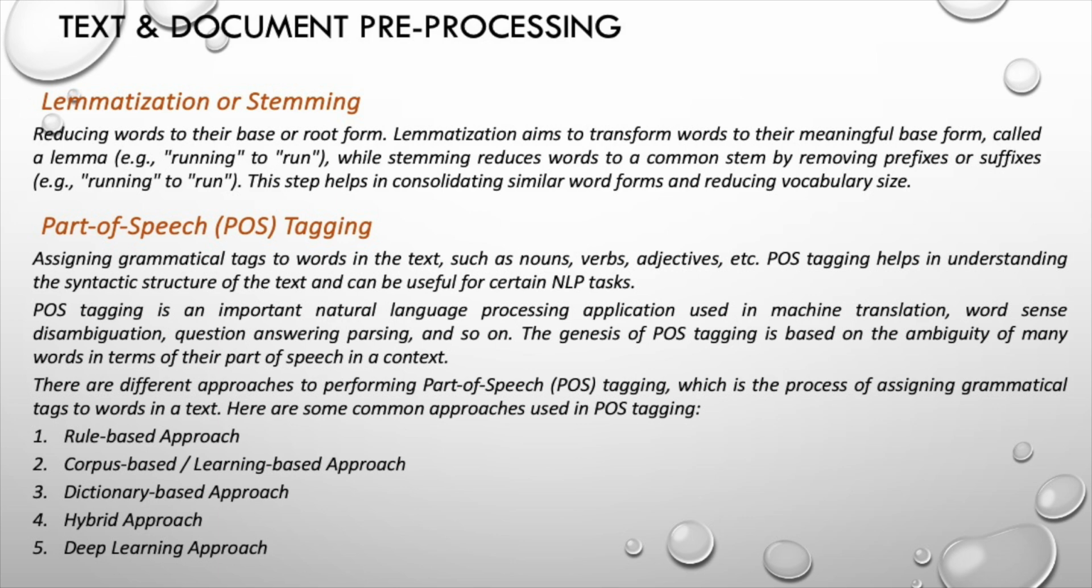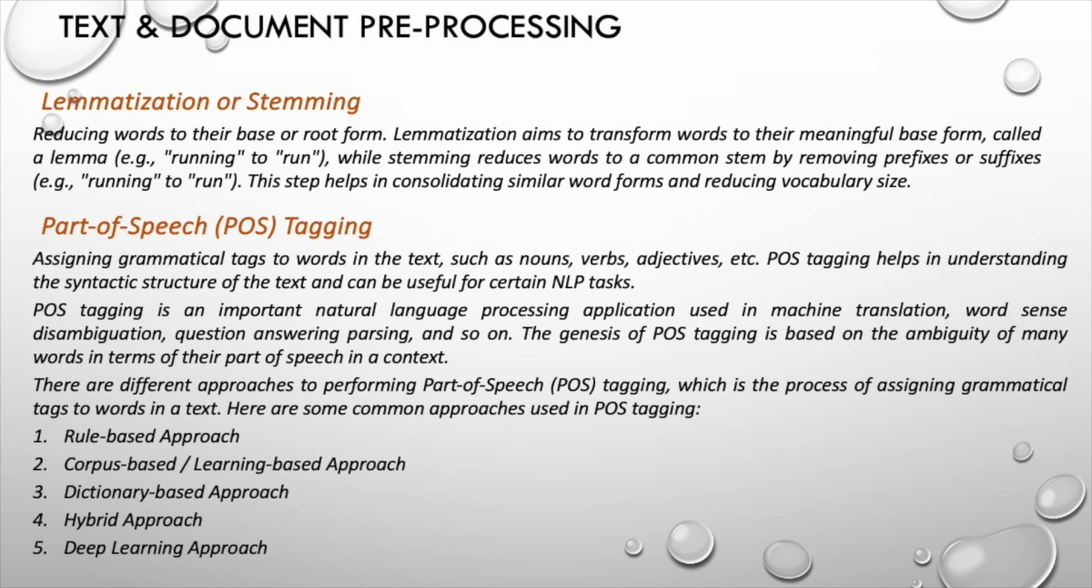Deep learning approaches, such as recurrent neural networks or transformer models, have also been applied to POS tagging. These models learn to capture complex patterns and dependencies in the text automatically. They have shown promising results in achieving high accuracy for POS tagging tasks, especially when large amounts of annotated data are available.